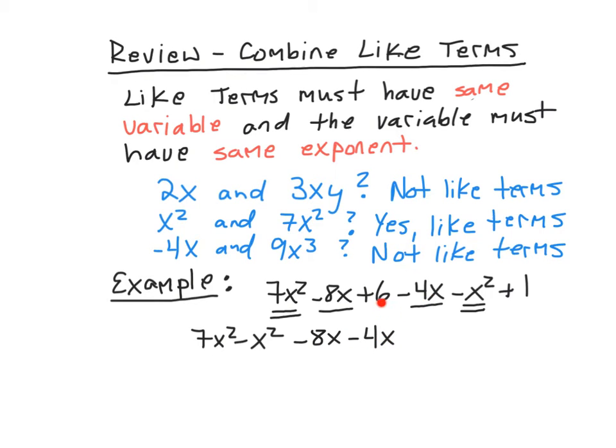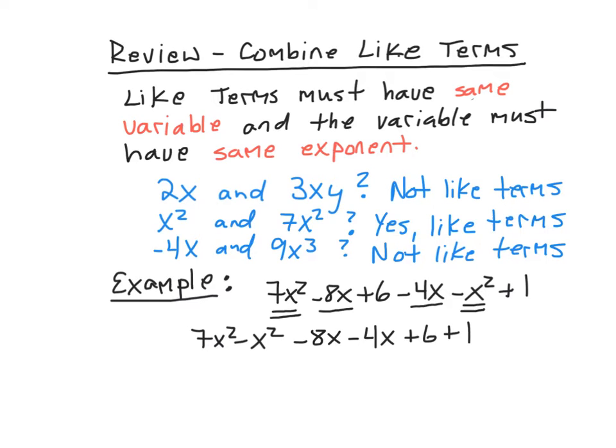And then finally, these last two terms, the plus 6 and the plus 1, those can also be combined to simplify the expression. So the idea is here, those are like terms, these are like terms, and these are like terms. And now I can simply combine those to simplify my expression. I'm just using the parentheses there to illustrate which ones are being combined.